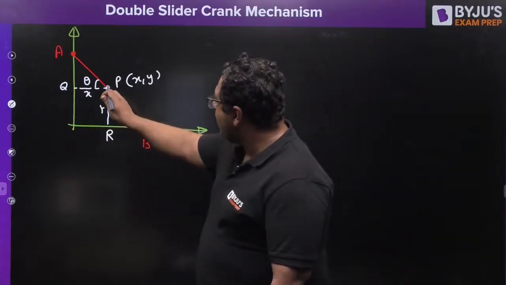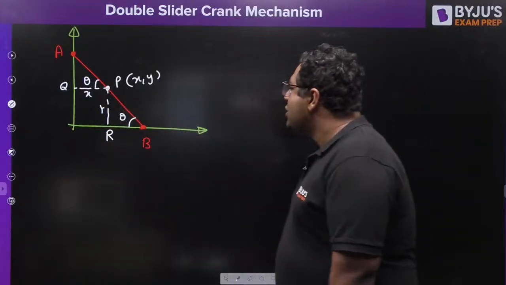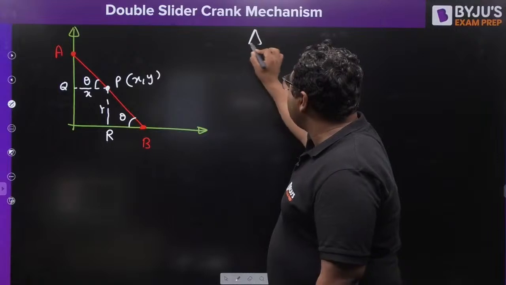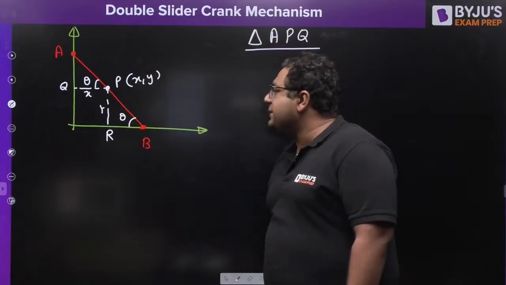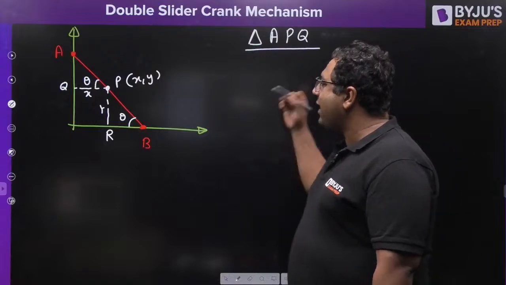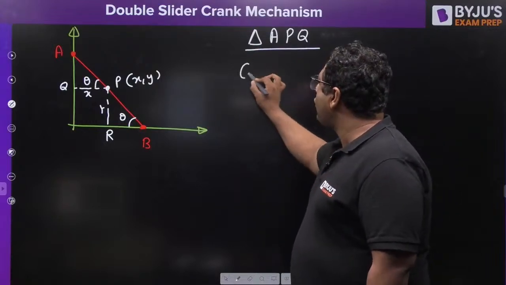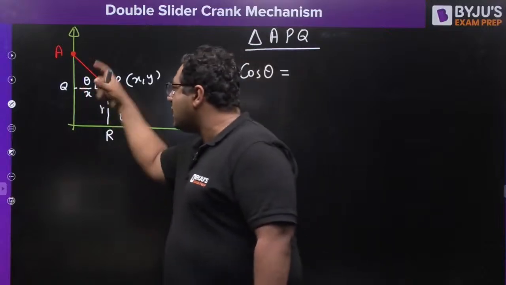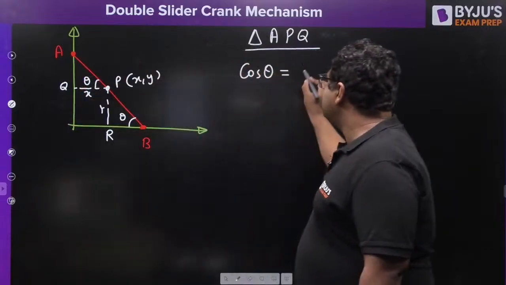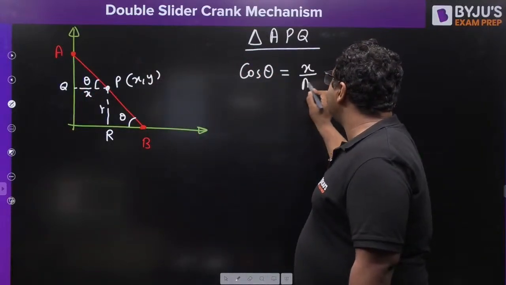So when we are talking about this point P, take triangle APQ. Taking this triangle APQ, we can write the expression for cos theta. Cos theta is base upon hypotenuse. It is x upon AP.